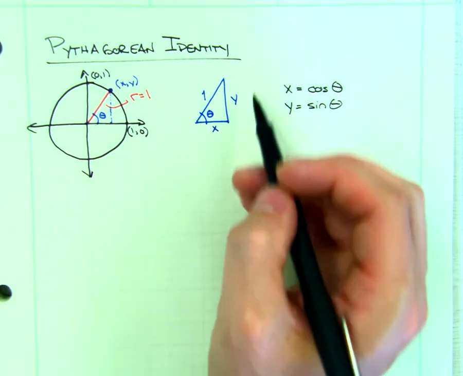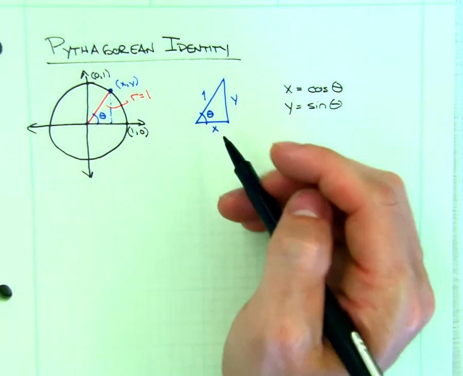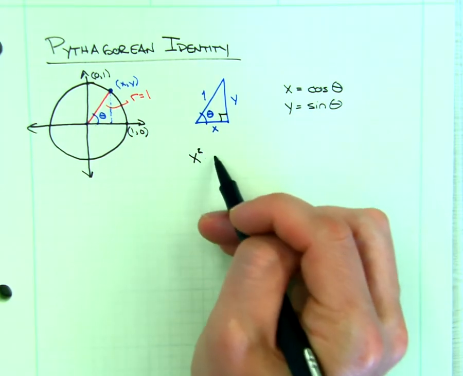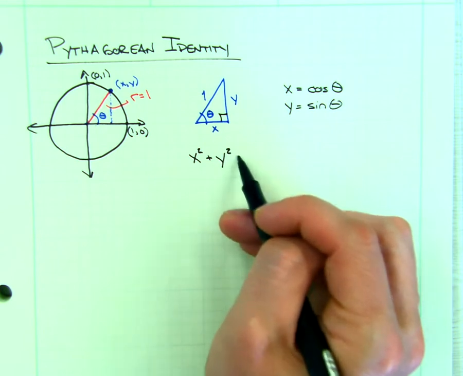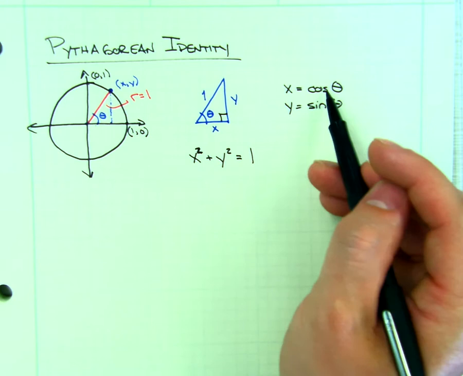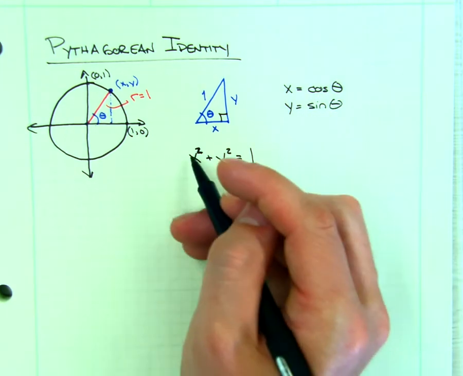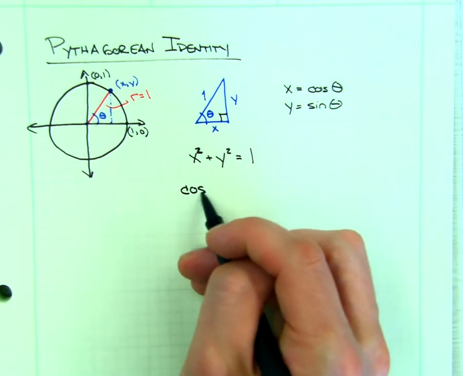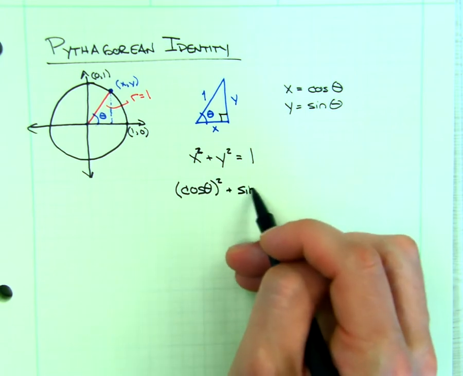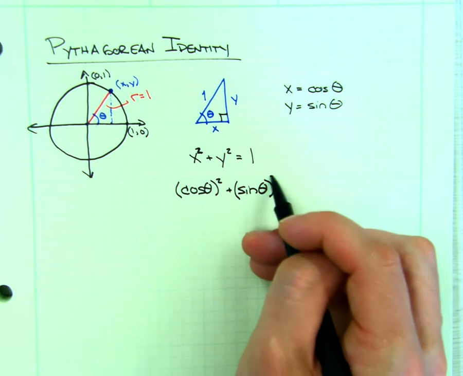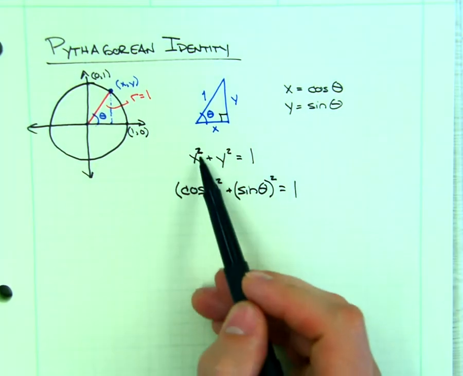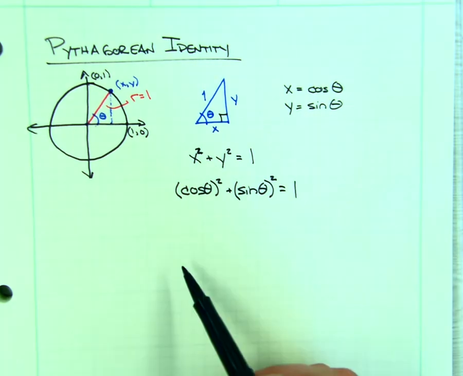Now if I input my x and my y into the Pythagorean theorem, this is going to be a right triangle. So I know that x squared plus y squared is equal to 1. If I plug in sine and cosine, instead of x squared, cosine of theta squared plus the sine of theta squared is equal to 1. Nothing terribly groundbreaking here, just taking whatever it is for x and plugging it in.